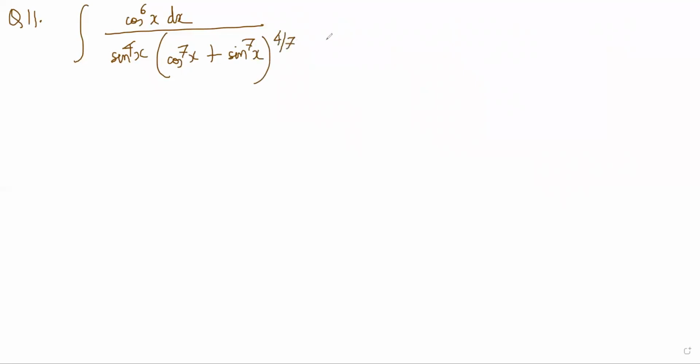And in this one, we look at the integral of cos power 6x dx by sine power 4x and cos 7x plus sine 7x to the power 4 by 7, right? Now, a standard technique while doing integrals where there are powers of sine and cos is to divide by the right power of cos x in order to get a sec square x or something like that on top and tan x on the bottom. So if I want to make a tan x here, I have to divide by cos power 7x, right?